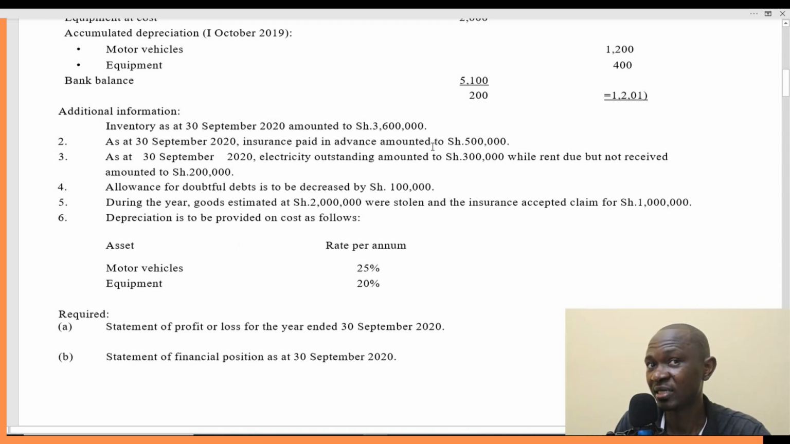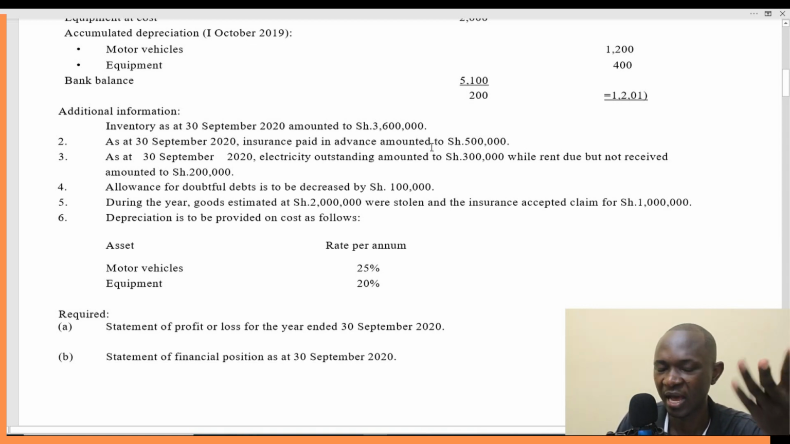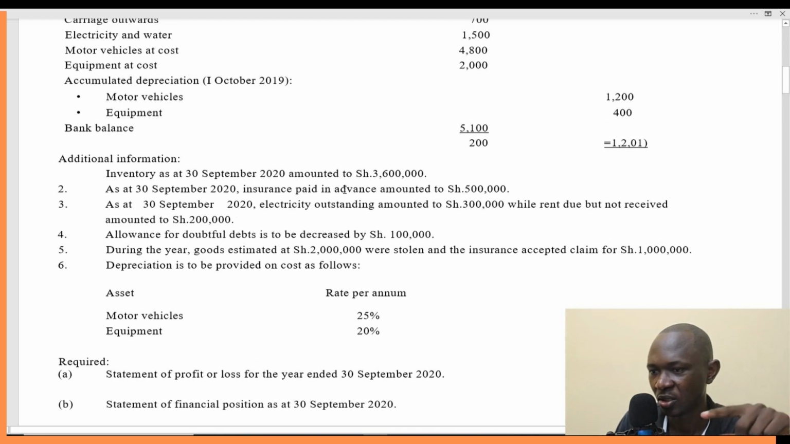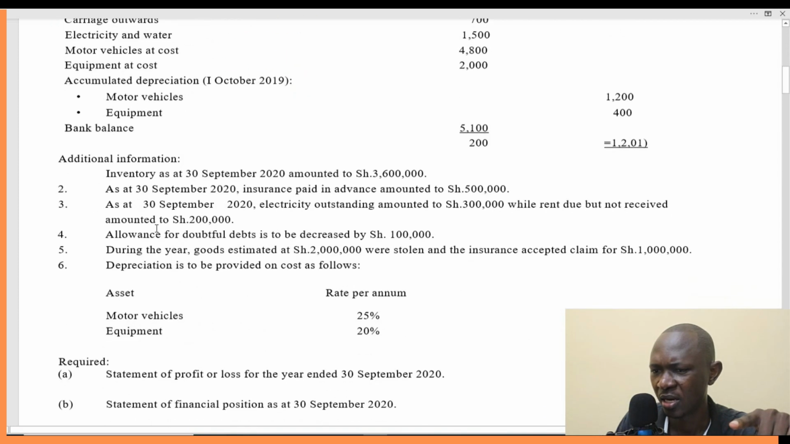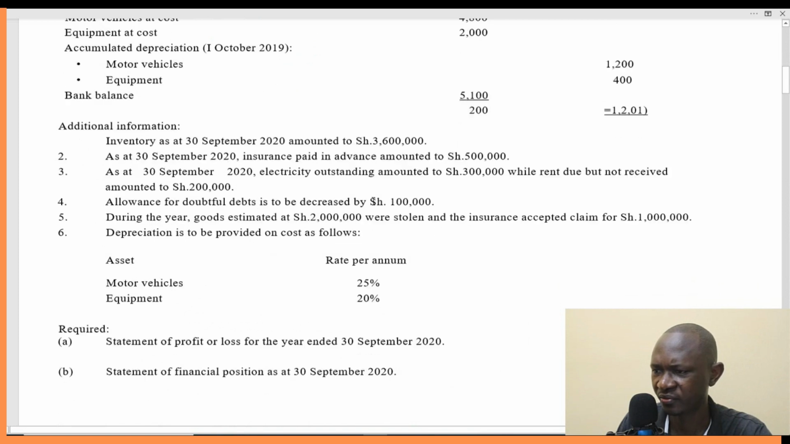In advance means that it's not a cost for this year, it's for the following year. So we are supposed to do away with it. We are supposed to less that from what was paid. It means it was paid in excess up to next year. Are we interested in the next year expenses? Really? No. So we get rid of it so that we retain this year's expenses. So rates and insurance, the figure was 3,000, and then prepaid. This is prepaid, paid in advance, 500.